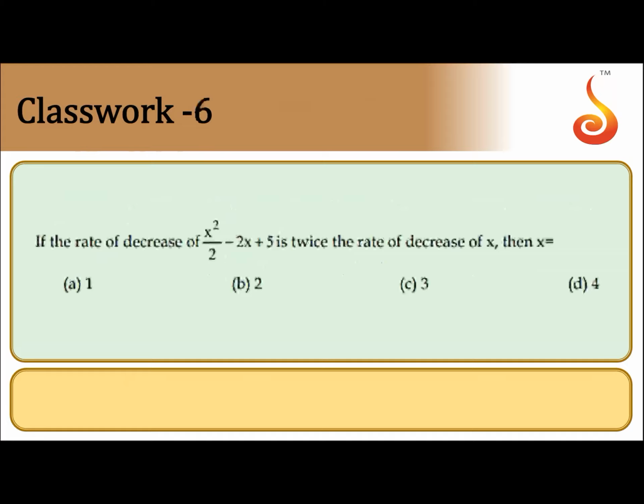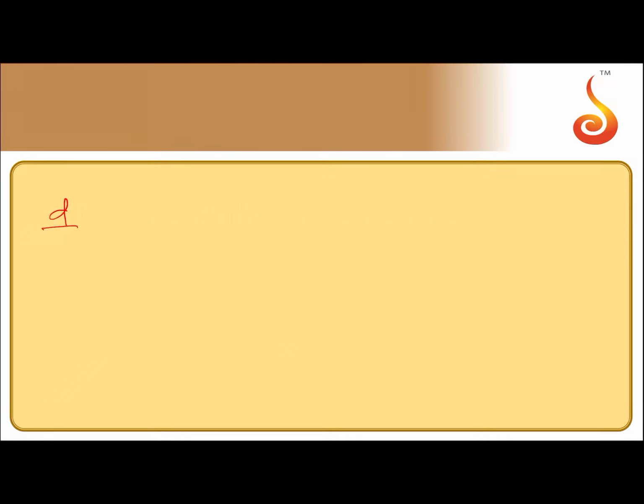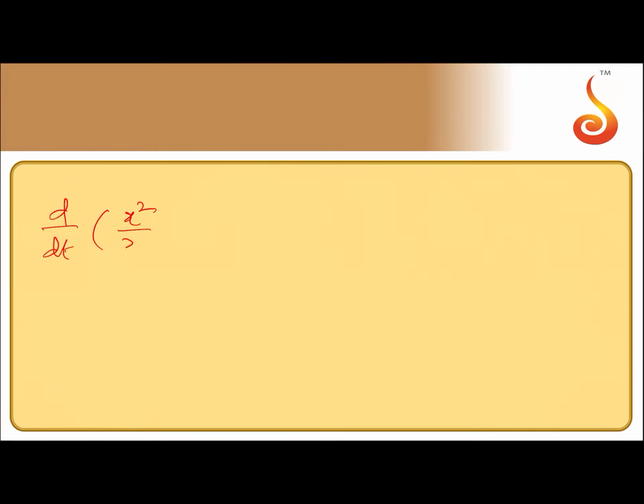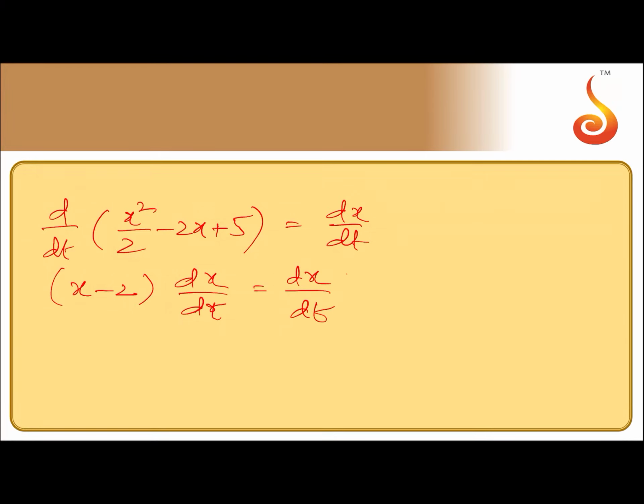Coming to the next one. The rate of decrease of this one is twice the rate of decrease in x. Both are decreasing, both are negative signs, so you can take it as positive. So d/dt of this function is equal to dx/dt. So d/dt of (x²/2 - 2x + 5) equals dx/dt. When you find the derivative, you get (x - 2) dx/dt = dx/dt.